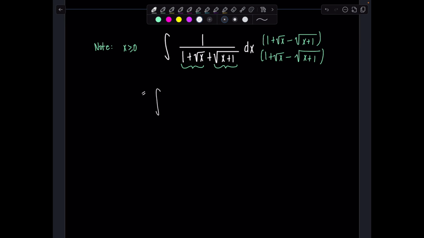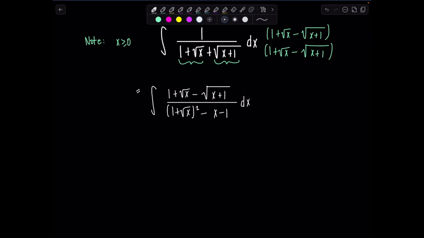Well, in the numerator, I'm just going to get back 1 plus square root of x minus square root x plus 1. And then now in the denominator, we'll have a difference of squares. So it'll be 1 plus square root of x squared minus square root of x plus 1 squared. So it'll be x minus 1 because I'm distributing the negative all in one fell swoop. Okay, now let's clean up.